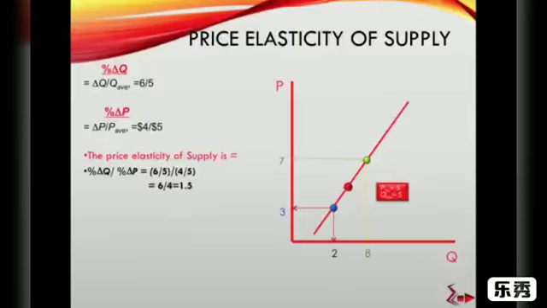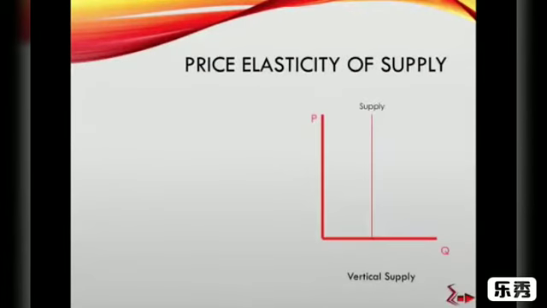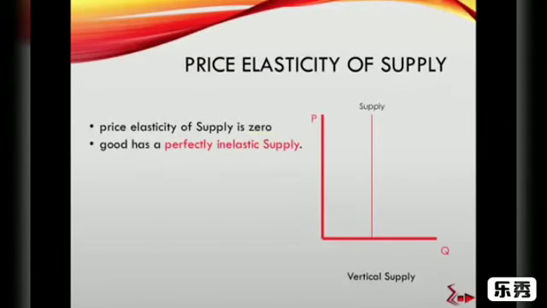1.5. Now let's look at some of the extreme cases of the supply function. In this case, as the price changes, there is no change in quantity supplied. So the supply is not responsive to the price at all. So in this case, the price elasticity of supply is equal to 0. And we call this a perfectly inelastic supply function.